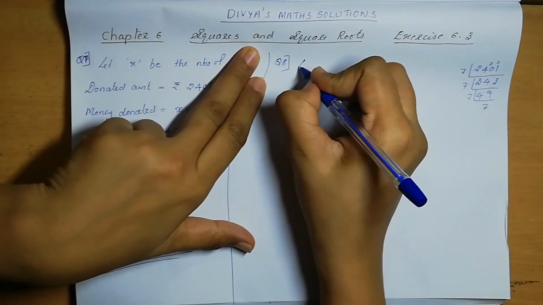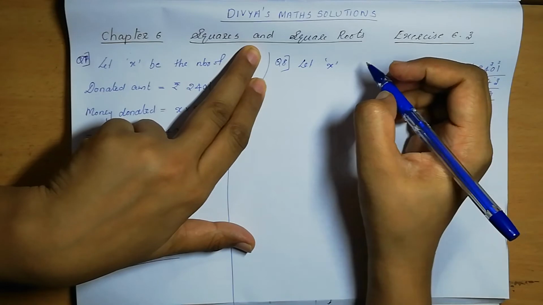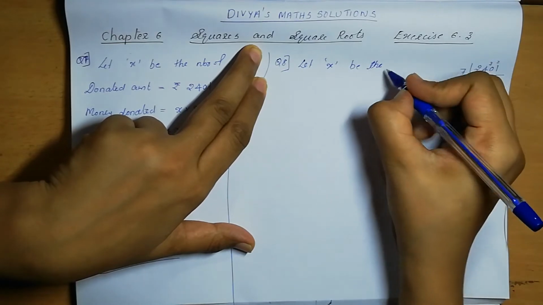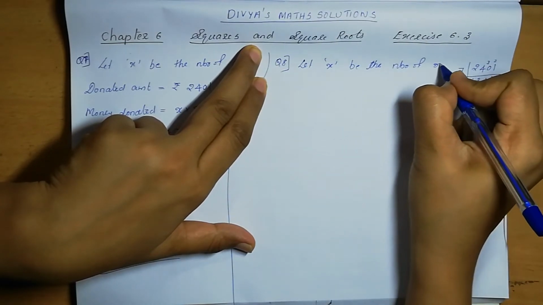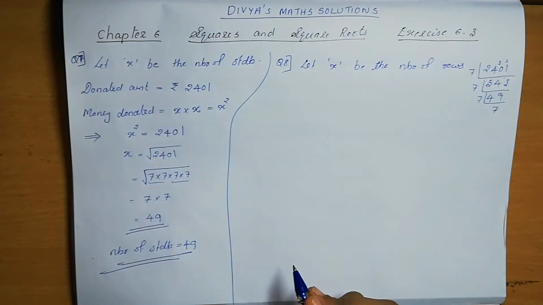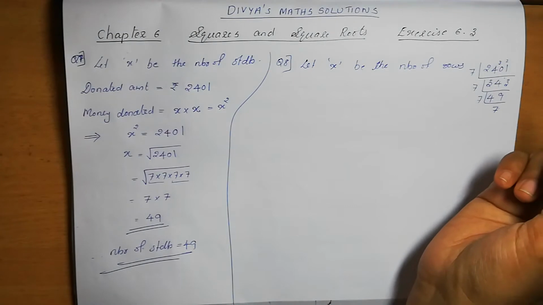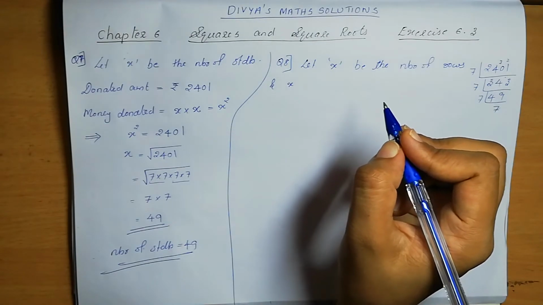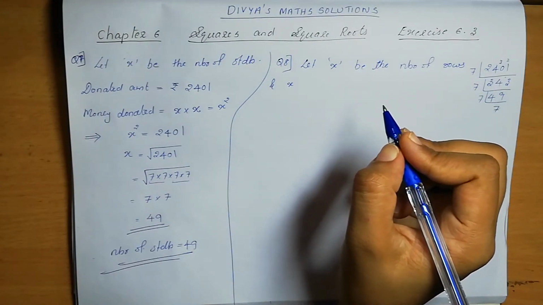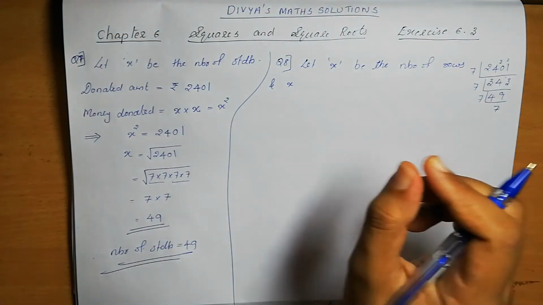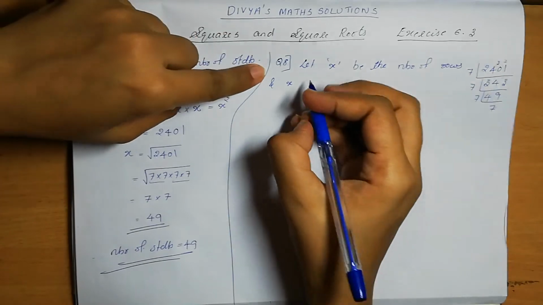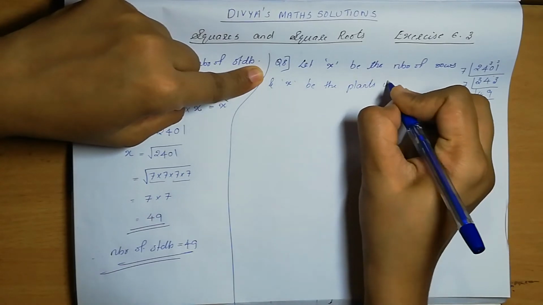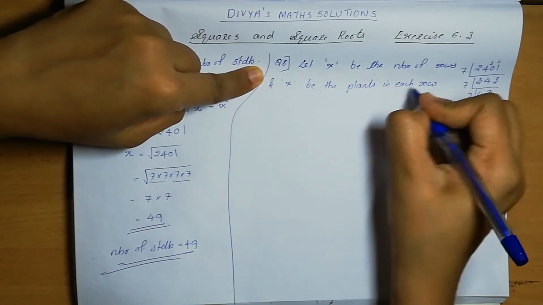That means we can take, let x be the number of rows of plants, and then one more x, again we can take x, that means it is given only. What is the condition given? The number of rows and the number of plants in each row. Correct. So that means x be the number of plants in each row. Both are the same only. That's why we are taking both as x.